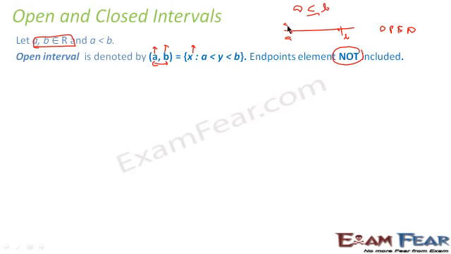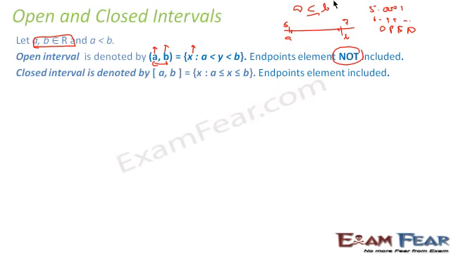So let's suppose A is 5 and B is 7. Then you can say the numbers start from 5.0001 but not 5. It can start from 5.001 up to 6.99999, but it should not include 7 and it should not include 5. So this is an example of an open interval.